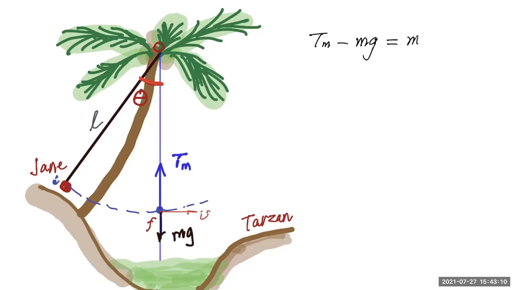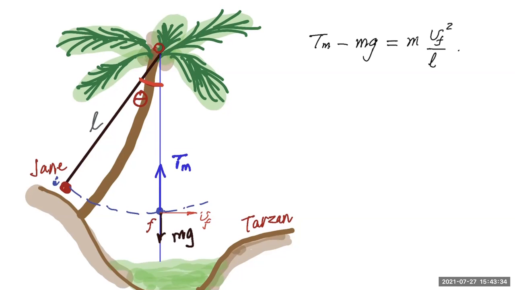V final. That's the final speed. Okay, so if you know v final, then you can find the centripetal acceleration at that point. That's v final squared over r. R is equal to L, the length of the line. So it's v final squared over L. Okay, so that's what happens at the end.